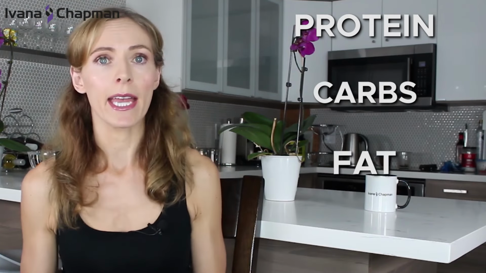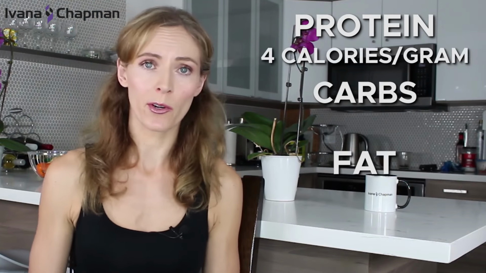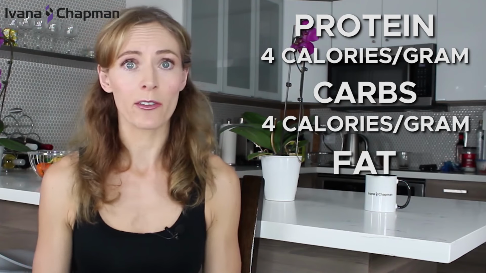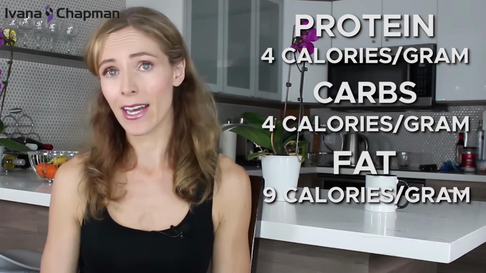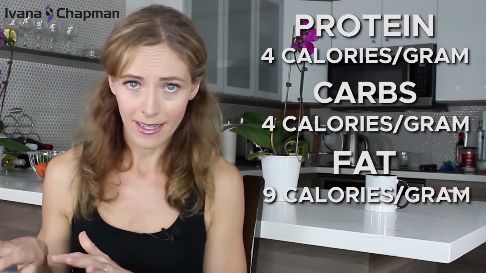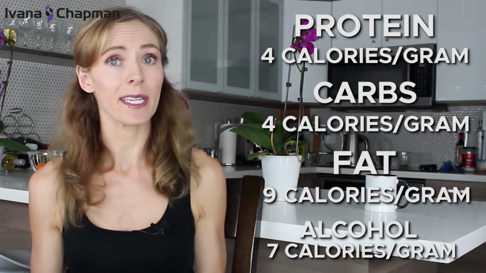So very quickly, let's go through what macros are, macronutrients. They are protein, carbs, and fat. And protein has 4 calories per gram, carbs have 4 calories per gram, and fat has 9 calories per gram. And as a kind of side note, alcohol has 7 calories per gram. So that's what you're working with when you want to define your macros. You want to figure out what you're going to be having in terms of protein, carbs, and fat.